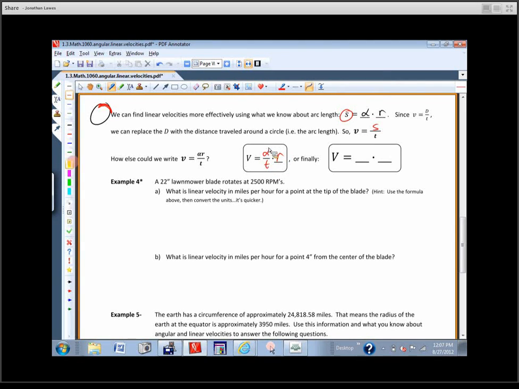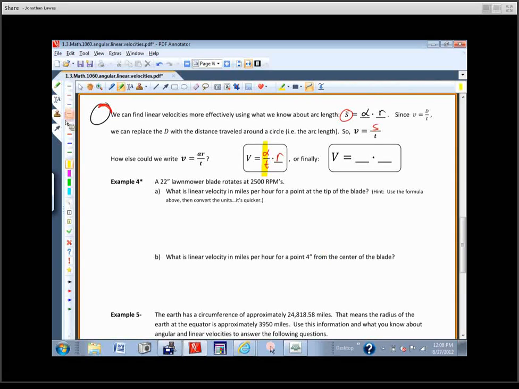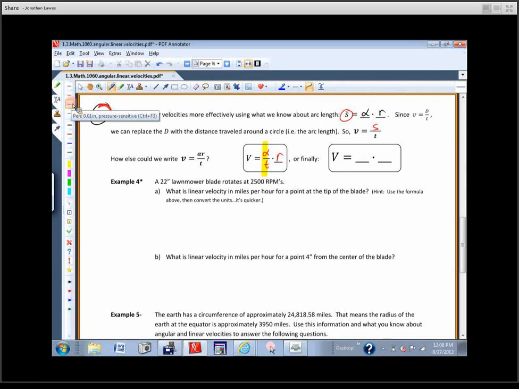Does this look familiar right here? What is alpha over T? Javier's flipping to the back side of the paper. What is it? It's omega. So linear velocity can be found from angular velocity. All we do is take the angular velocity and multiply it by, what does R stand for? Radius. And that will give you the linear velocity.